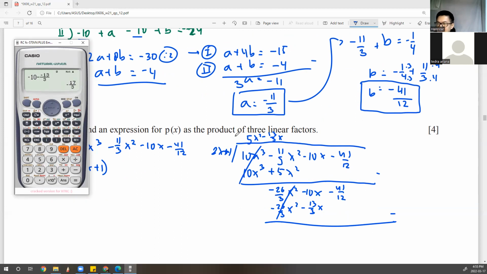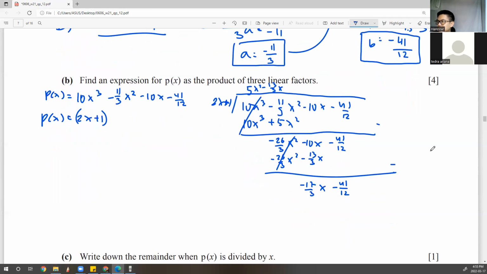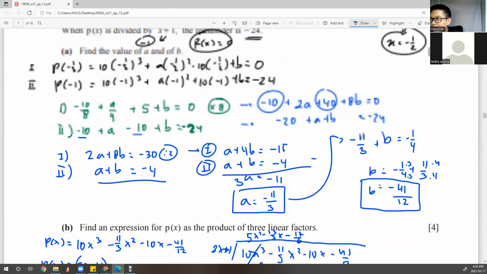So it will be negative 17 over 3x minus 41 over 12. So it has to be plus, oh, minus 17 over 6. Is it? Yep. 34, 17 over, yeah, there you go. So negative 17 over 3x minus 17 over 6. If you subtract, it is not 0. So we did something wrong on top of it, because it has to be 0 here. It has to be the same. See, something wrong. Let's see what's wrong.